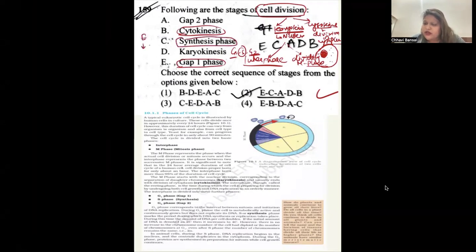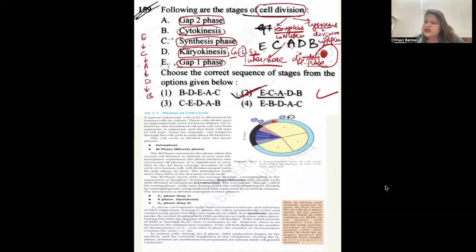So it should be E, then C, right? Then gap 2 phase, then option A, then karyokinesis, also called division of the nucleus. So D, and then cytokinesis, B. The option that has this sequence is ECADB, option 2, right?